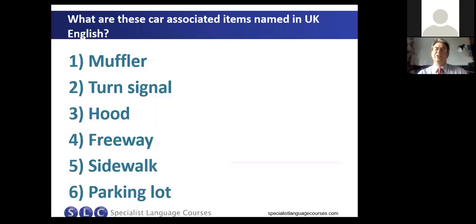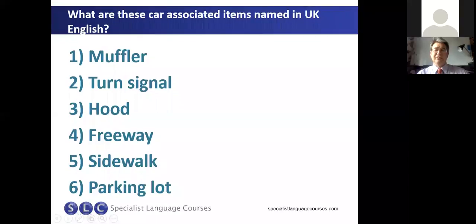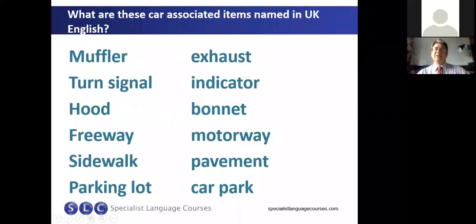Okay, what I'm going to do is take it on to the next slide, which has got the UK versions next to them. Thanks for your answers there. Some of them were correct, others were not. So let's have a look at what it should be. So a muffler is the exhaust, the pipe that takes away the gases from the engine. The turn signal, which puts the orange light left or right, we call an indicator.